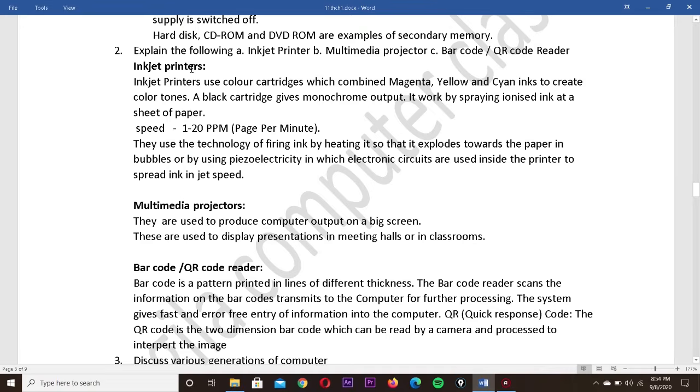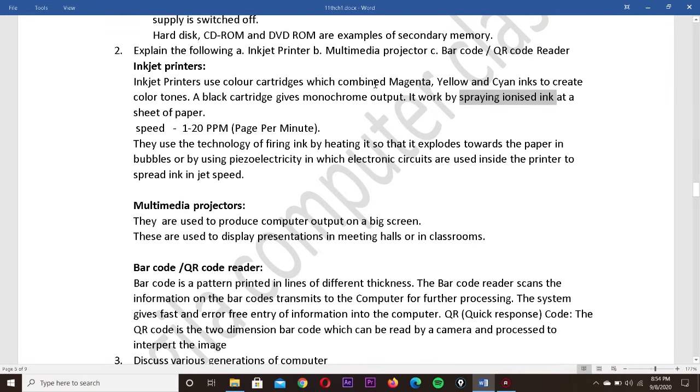Inkjet printers belong to the non-impact printers, okay. So color cartridges combine magenta, yellow, cyan inks to create the color tone. So the color tone is created only by these 3 colors, okay. And black cartridge, already you know the word monochrome means black and white, okay. It works by spraying ionized ink. This point is very important, okay.